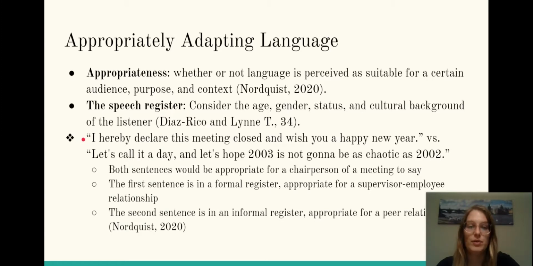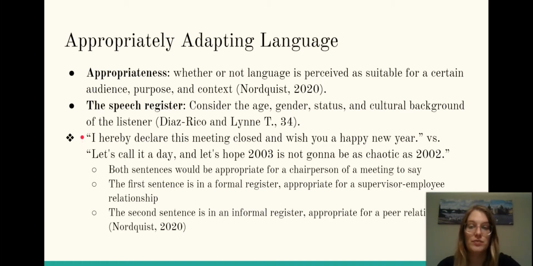So for example, these two sentences: "I hereby declare this meeting closed and wish you a happy new year," versus "Let's call it a day and let's hope 2003 is not going to be as chaotic as 2002." Both of these sentences are appropriate for a chairperson or a leader of a meeting to say, maybe in a workplace. Though they both could be said by someone of that nature.